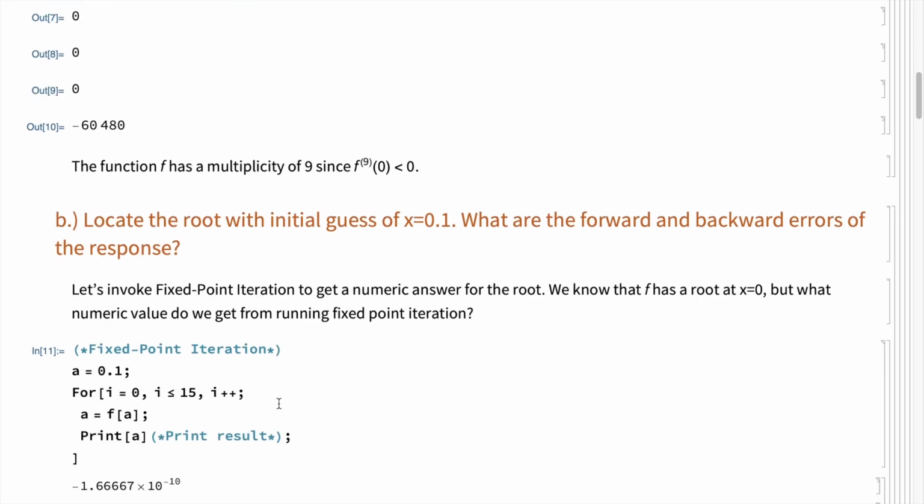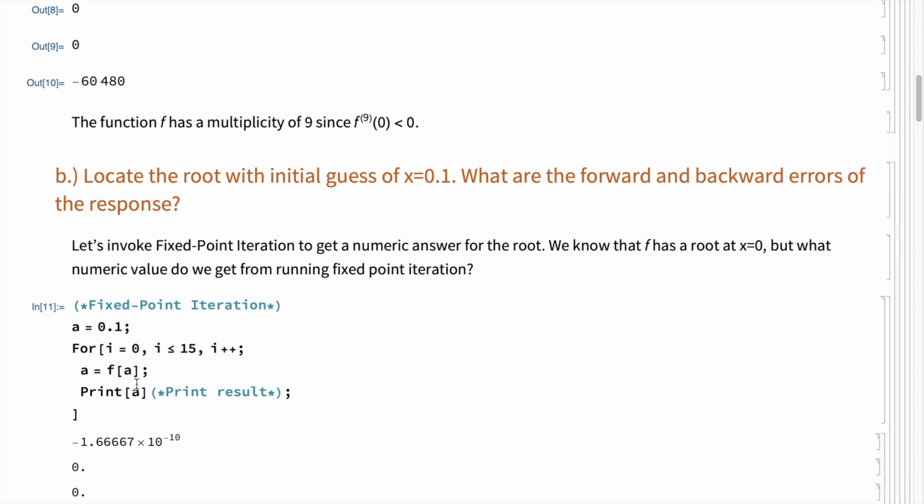Part B, locate the root with initial guess x equals 0.1. What are the forward and backward errors of the response? So to begin, invoke fixed point iteration to get a numeric answer for the root. We know that f has a root at x equals 0, but what numeric value do we get from running fixed point iteration?